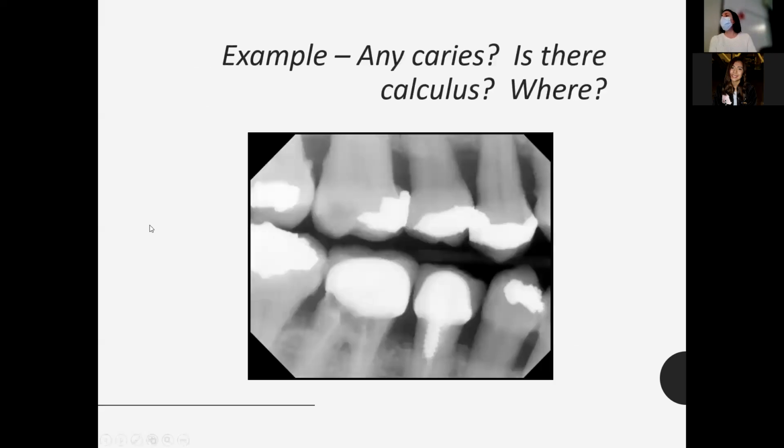Okay, what about here? Can you see calculus here? Calculus up here. Underneath this overhang, there's some calculus. You can see a little here. There's some in between there. There's something underneath here. They've got it everywhere. It looks like they have some under this crown too. Yep, so they've got all kinds of stuff happening in their mouth. Lots of overhangs, lots of calculus.